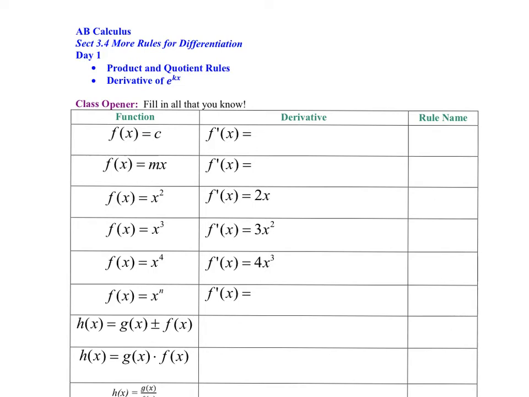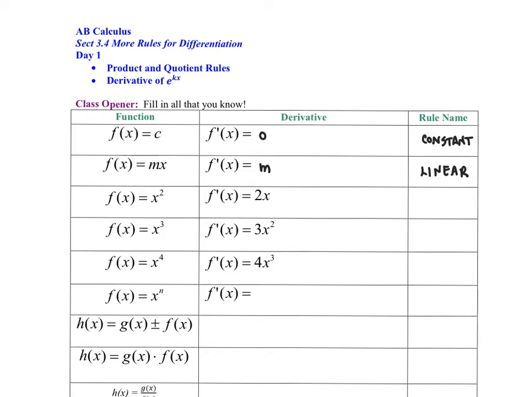Function f of x equals c. Of course, the derivative of a constant equals 0. It's called the constant rule. Derivative of f of x equals mx. That's linear. Therefore, the derivative function is the slope of the line. That's the linear rule.